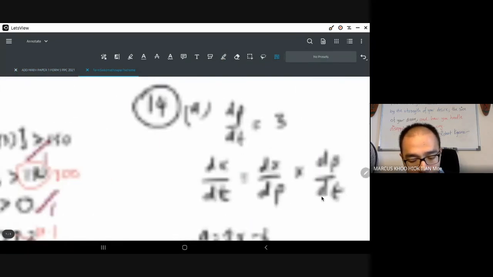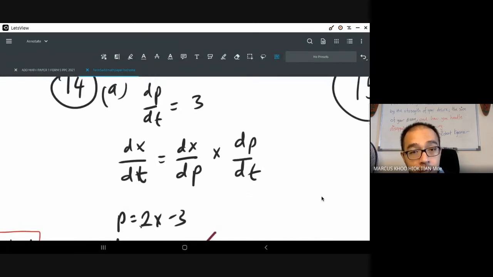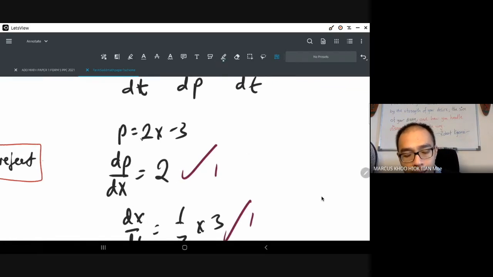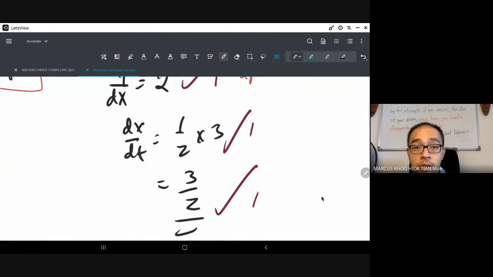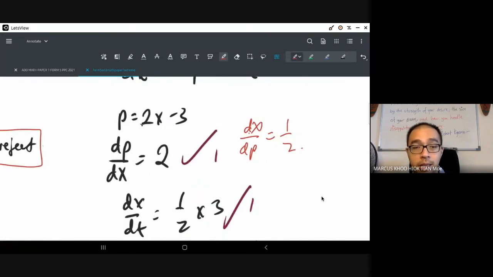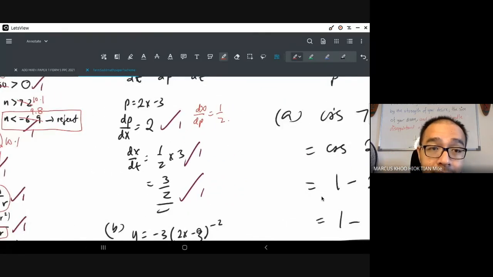And so by writing that, we can find the rate of change of x, which is dx/dp times dp/dt. From this one, p equals 2x minus 3, we get dp/dx equals 2. And so because dp/dx equals 2, dx/dp equals 1 over 2. And that's why you get 1 over 2 times 3, because dp/dt is already given as 3. We use dx/dp to find the value of dx/dt. So this is an application of the chain rule.